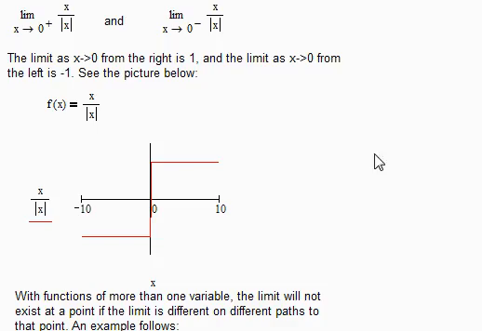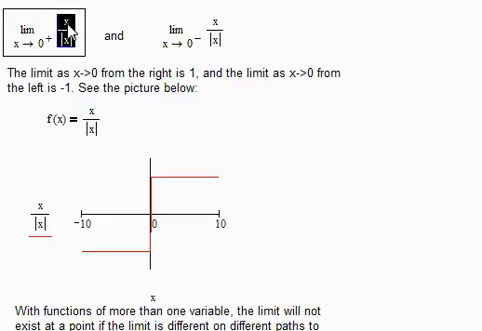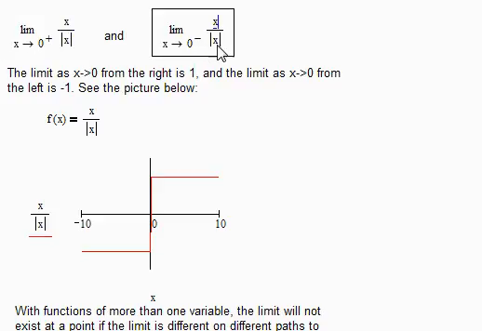That's a little bit like this kind of a limit. As x goes to 0 from the right, that means it's a positive number, we have a positive over a positive, and that gives us 1. But if we go to 0 from the left, we have a negative over a positive, which is -1.